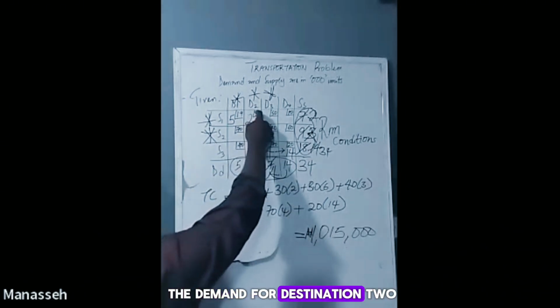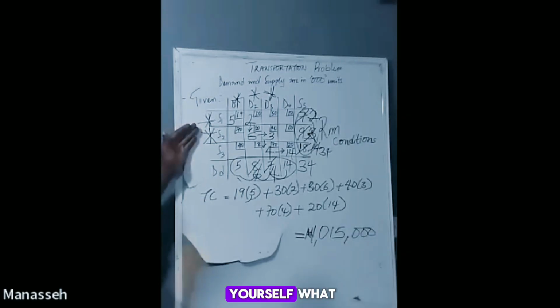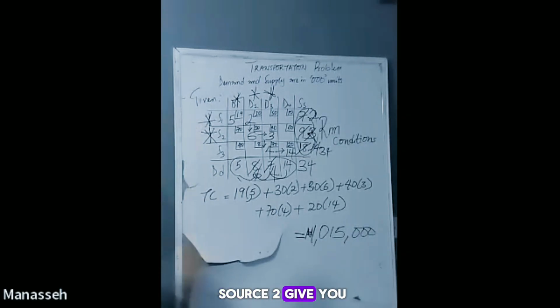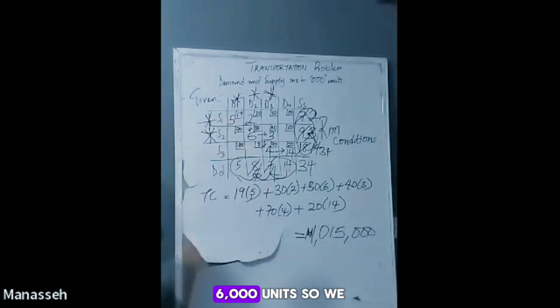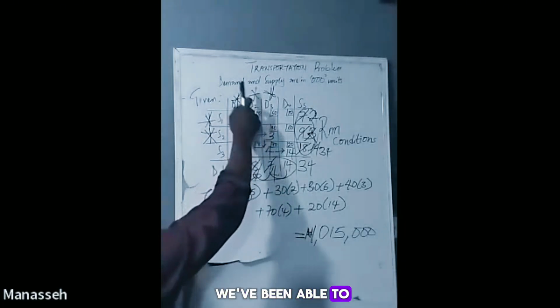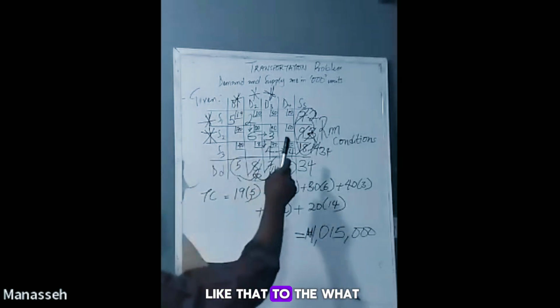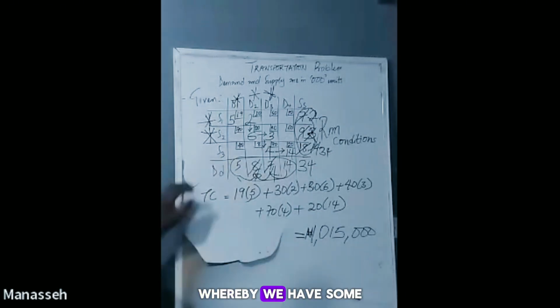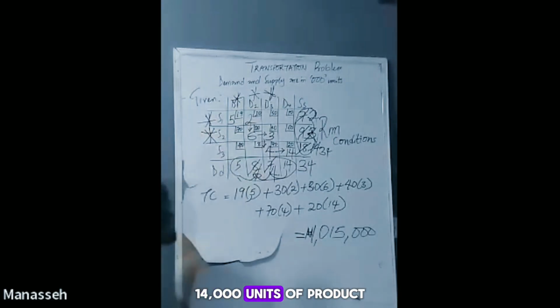And that later moves you downward in order to satisfy the demand for destination 2, using source 2. To use source 2, all you need to do is ask yourself, to what extent can source 2 give you? Now source 2 can give us 9,000 units of product, and destination 2 is only in need of 6,000 units. So we put 6,000. So by giving the 6,000, we've been able to meet up with the demand for destination 2. And we move on like that to the last point, whereby source 3 gives destination 4 14,000 units of product.